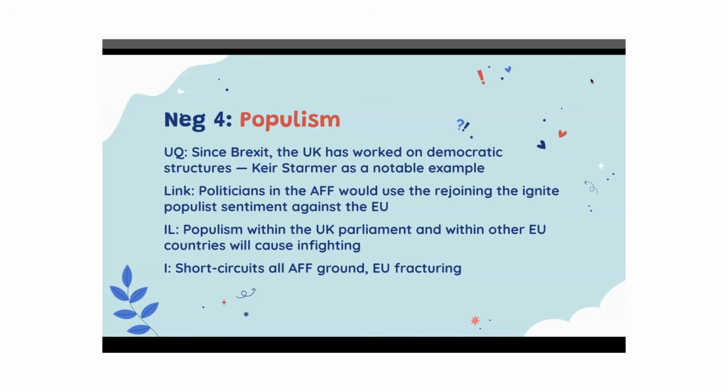The populism will then cause infighting because you'll have democracy on one side and populism on the other side. They probably can't agree on topics, which could probably find some gridlock impact as well. And then the impact here is it short circuits all of AF ground, and probably also leads to the EU fracturing in the long term. I think this argument is very good on the weighing page because it has good short circuits to AF solvency, especially if you're arguing, for example, the defense argument Audie was talking about earlier.